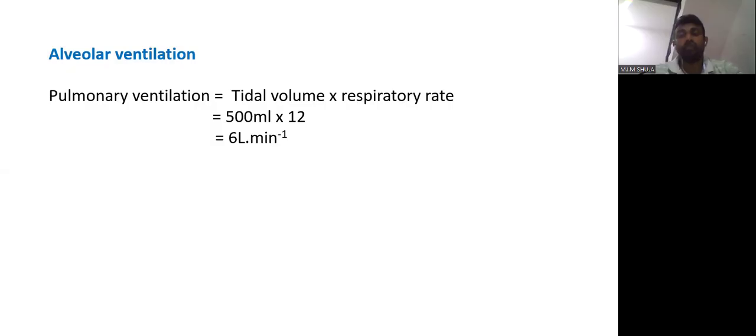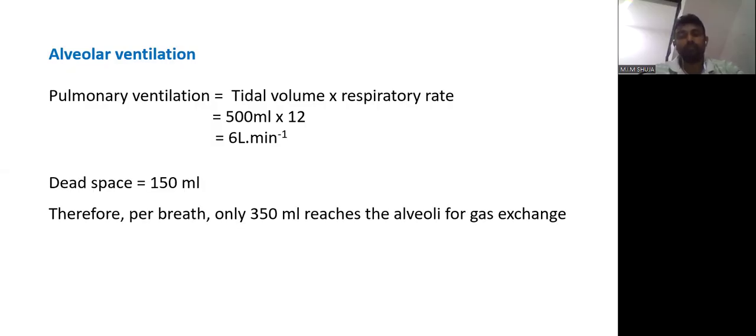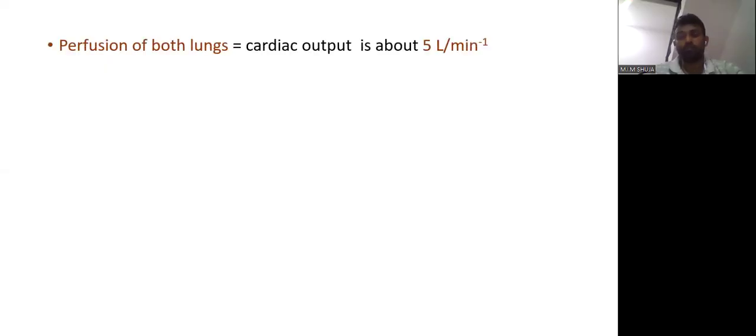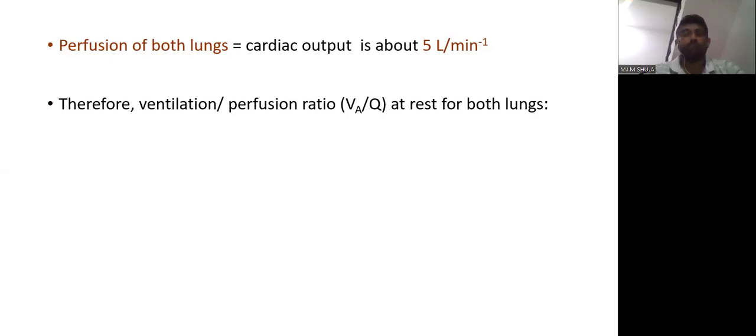But you have dead space. Only the air reaching your alveoli is 350 milliliters. So the alveolar ventilation is 350 times 12, 4.2 liters per minute. Your cardiac output is approximately 5 liters. So in a normal lung, the VQ ratio is ventilation 4.2, perfusion 5. So 4.2 divided by 5 is 0.8.